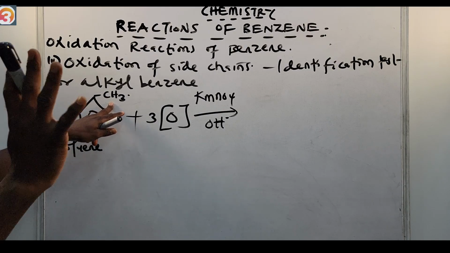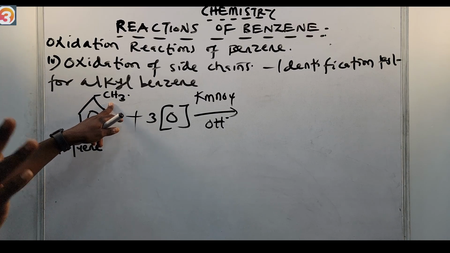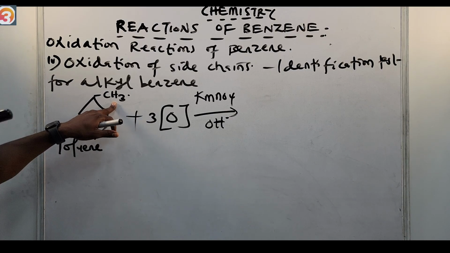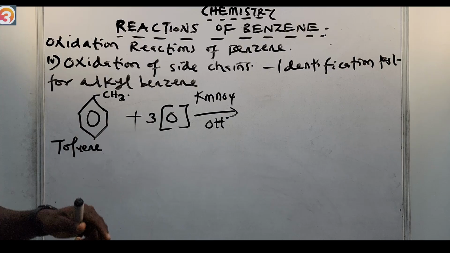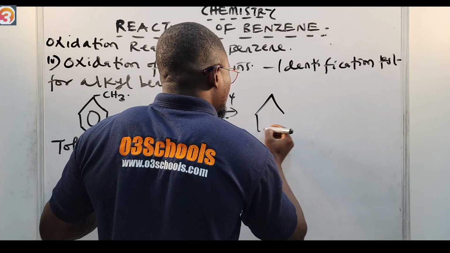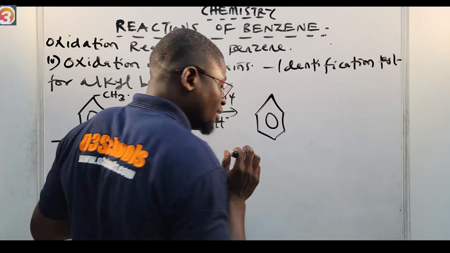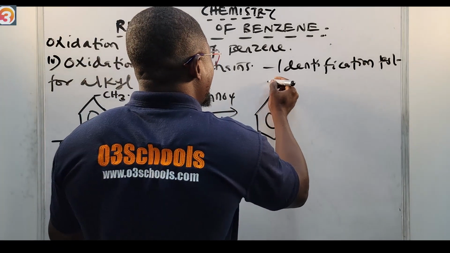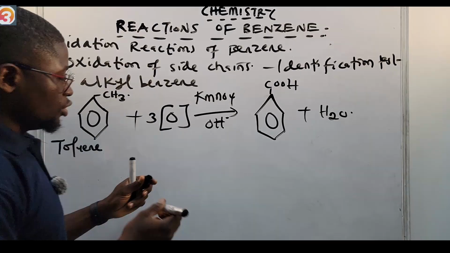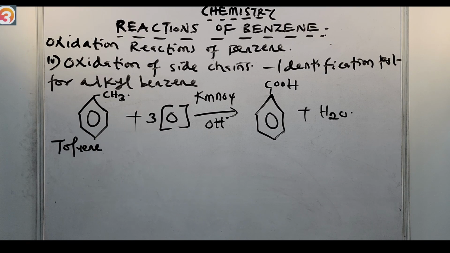We'll still have our benzene ring at the end of the reaction, but this side chain will get oxidized to the carboxylic acid. So what we now have here, instead of CH3, is our benzene ring staying intact, with our COOH, of course, plus H2O. So this will be the product of our reaction. Very easy.